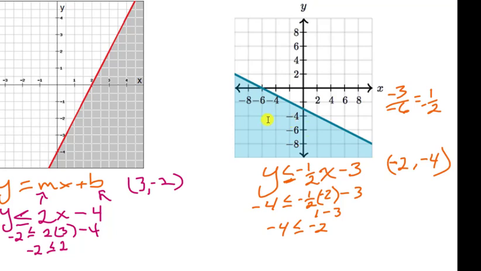Then my values are down here, and therefore making my inequality correct. So I hope that makes sense to you.